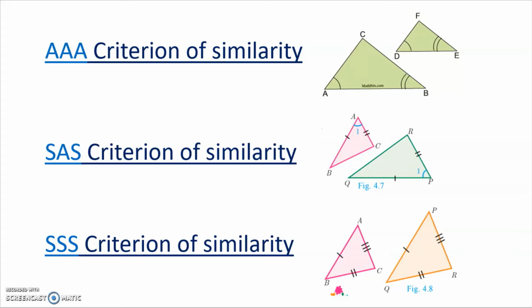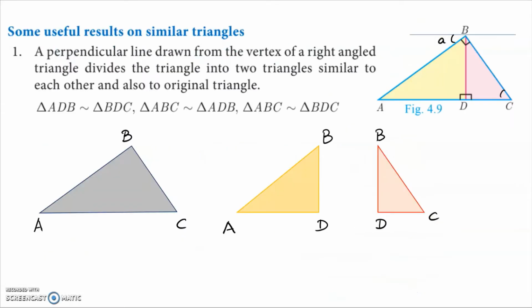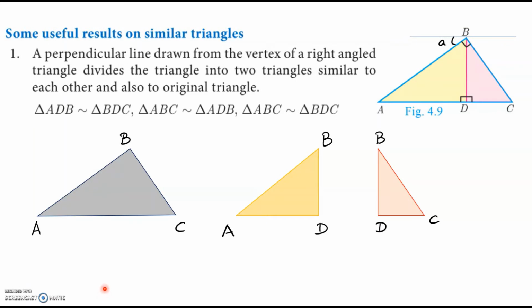Alright, so in this video, I will go into detail explaining some of the further properties that we can derive from this similarity. The first property says a perpendicular line drawn from the vertex of a right-angled triangle divides the triangle into two triangles similar to each other and also to the original triangle.